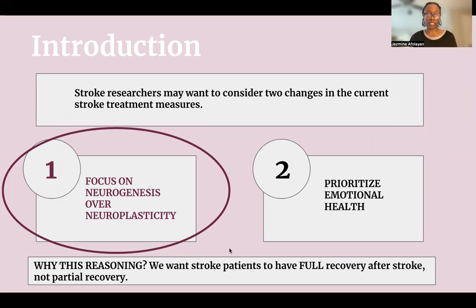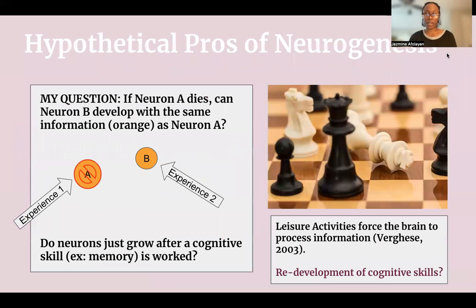And why is that the case? It's because hypothetically, the result would be that stroke patients have a fuller recovery after stroke. So to break this down, let's look at a hypothetical pro of neurogenesis. Let's take this scenario: if neuron A dies, can neuron B develop the same information as neuron A? So what's happening in this diagram is that neuron A is dying. However, it's recreating itself as the brain is undergoing a new experience, or I should say the body is undergoing a new experience and it's affecting the brain. So a new neuron develops, but from a different experience.